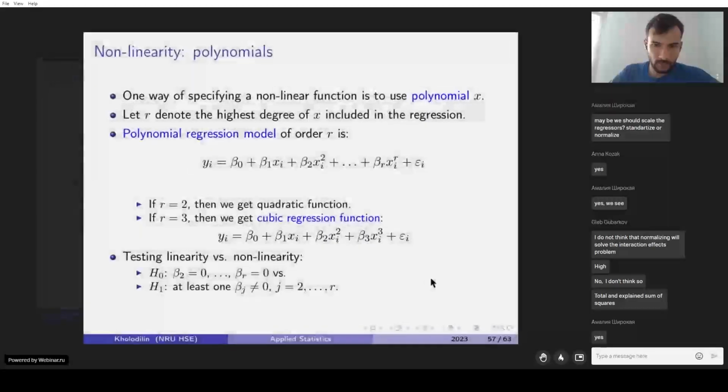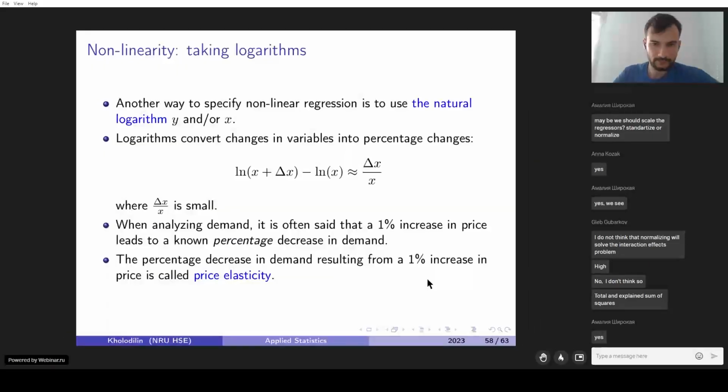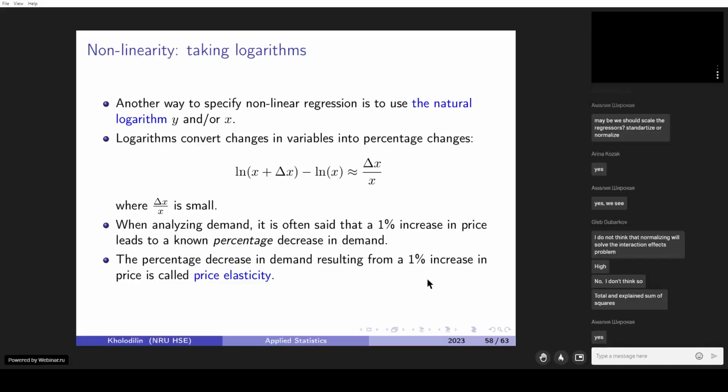One more important thing I want to tell you today is that among nonlinear models, what is often used is the logarithmic model. The logarithm is kind of the same as the percentage response to the change in the argument. If you change your regressor by 1%, you can see by how many percent the dependent variable changes.